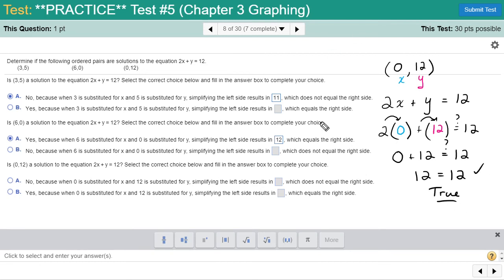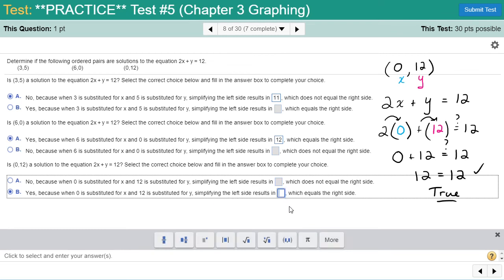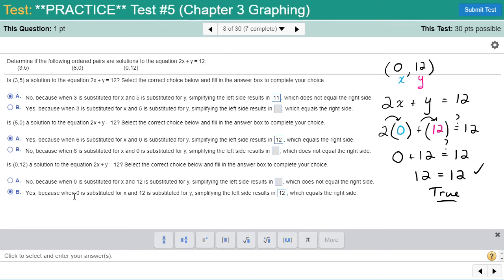So we can say for the last part of question 8 here, is 0 comma 12 a solution to the equation? Yes, it is, because when 0 is substituted for x and 12 is substituted for y, simplifying the left-hand side results in 12, which is equal to the right-hand side.